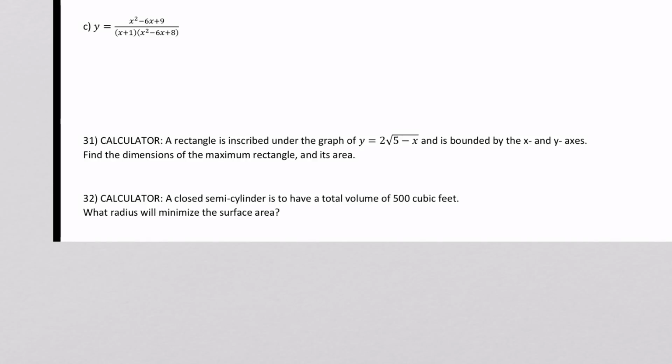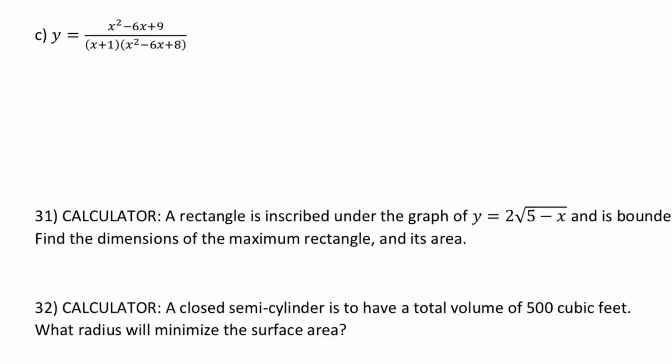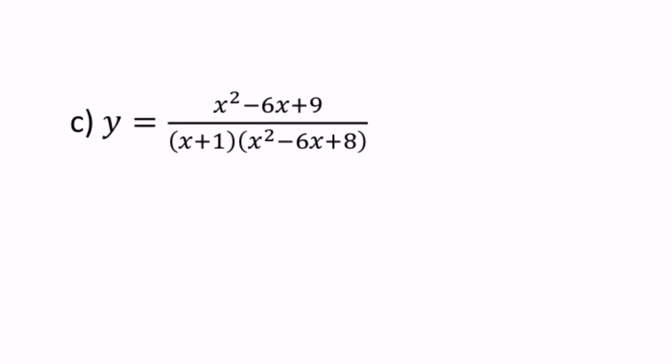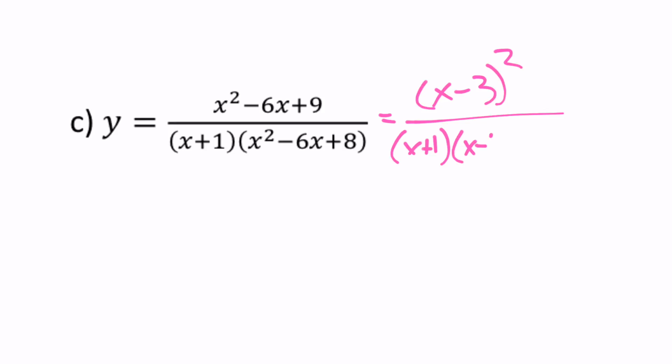Okay, last graphing one. C right here. Let's factor. Numerator x squared minus 6x plus 9 is a perfect square trinomial. That is x minus 3 squared. Denominator, x plus 1, and then x squared minus 6x plus 8 means I need to have a minus 4 and a minus 2. Minus 2 times minus 4 is positive 8, and minus 4 minus 2 is minus 6. So there we go. It's factored.